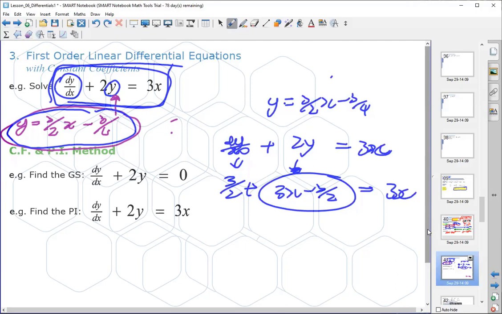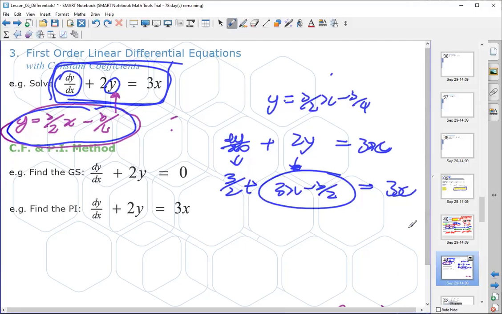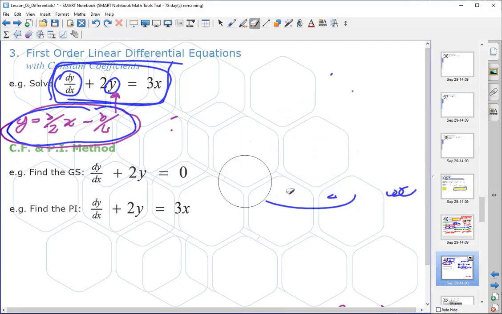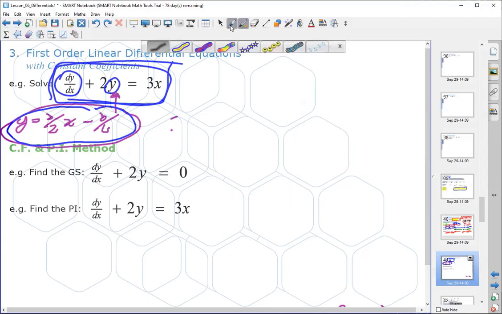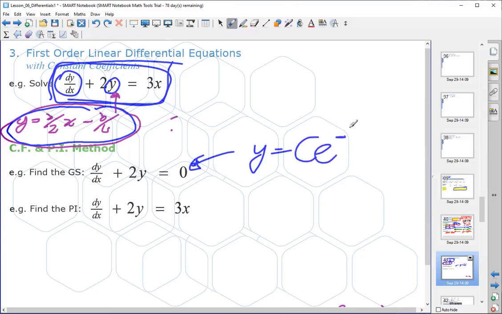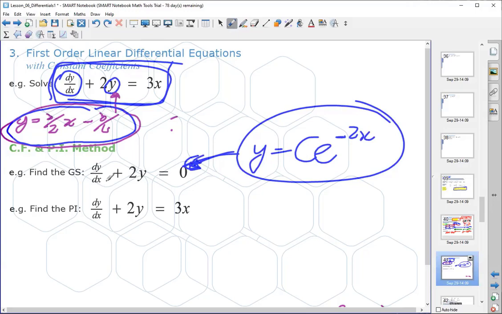Now what I'm going to propose is a bit weird. The answer to this, we know from before, was y equals ce to the minus 2x. We know when you put that into there, it gives you 0. So if you take ce to the minus 2x and multiply it by 2, that gives you 2ce to the minus 2x. Differentiating it gives you minus 2ce to the minus 2x. You add the two together, it gives you 0.